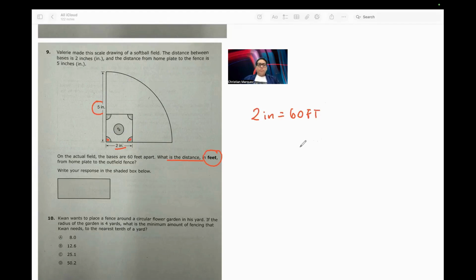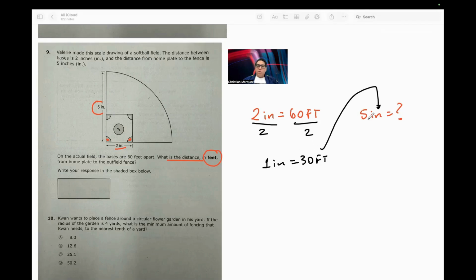All right. The question is asking me to find the distance from the home plate to the outfield fence, which is actually 5 inches. I need to find how much 5 inches is. If 2 inches is equal to 60 feet, so therefore 1 inch is going to be equal to 30 feet. Okay. Now I need to put this information here, and then I'm going to get the result for 5 inches.